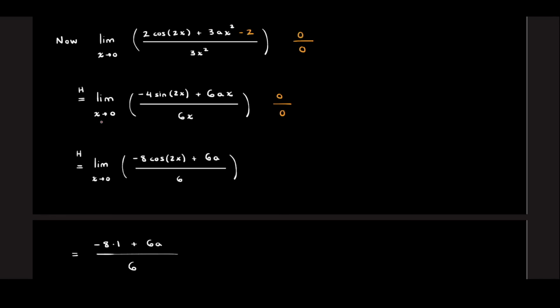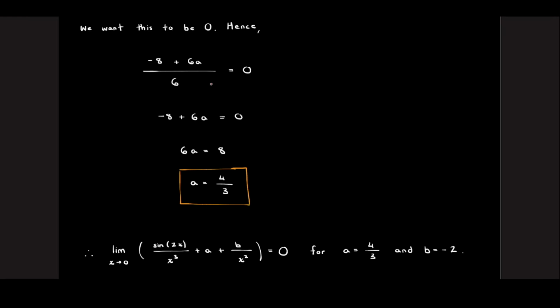Once again, when you try to plug in 0, you get 0 on the bottom. Sine of 0 is just 0, and 4 times that is just 0, and this is 0. So again, we have 0 over 0. Another application of L'Hopital's rule gives us the following expression. This time we actually can evaluate this limit. It's no longer indeterminate. When you plug in 0, the bottom is just 6, and on the top, cosine of 0 is 1. So this just gives us minus 8 times 1, and then this is a constant, so you can leave that there.